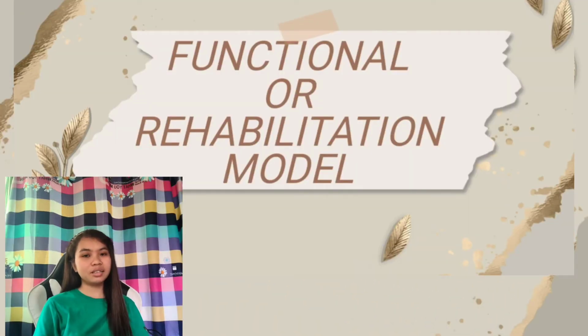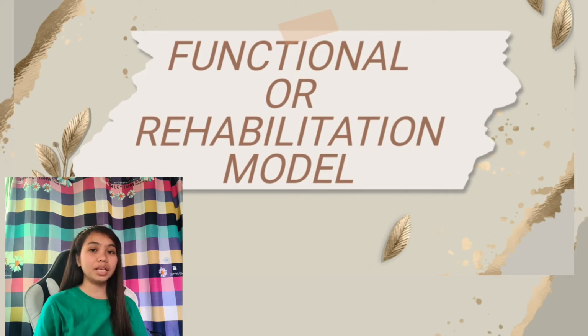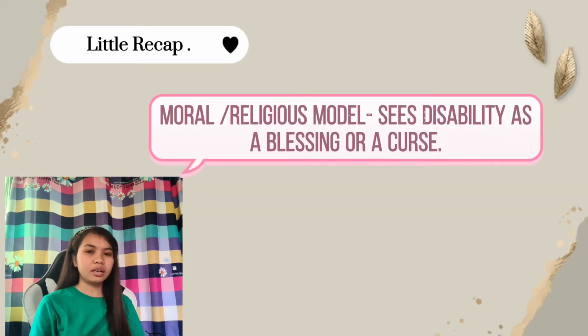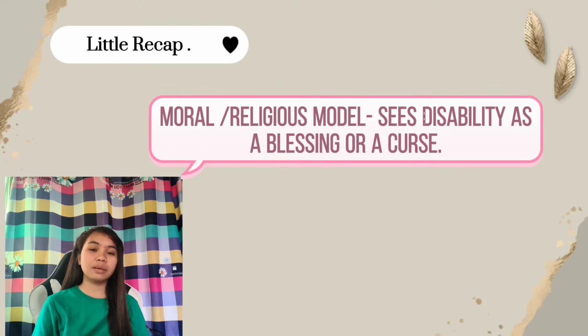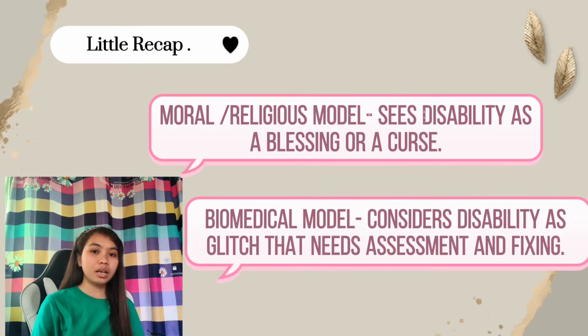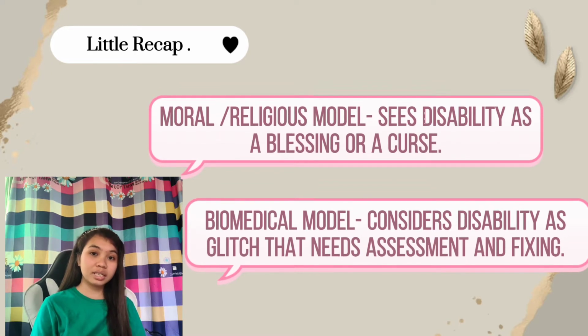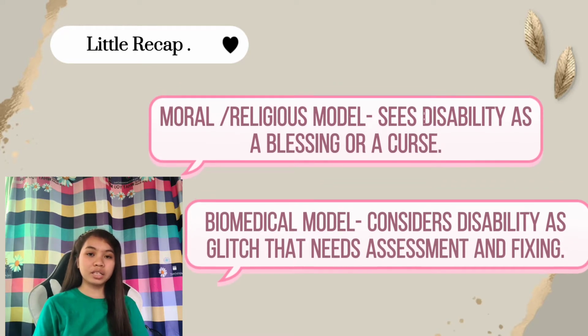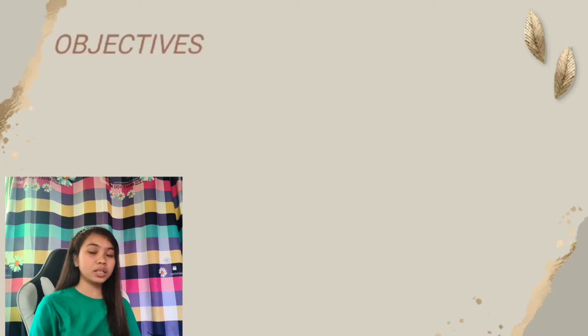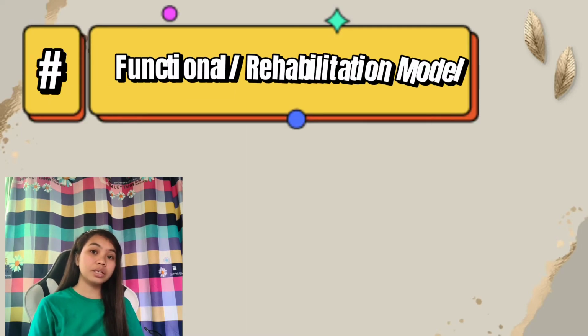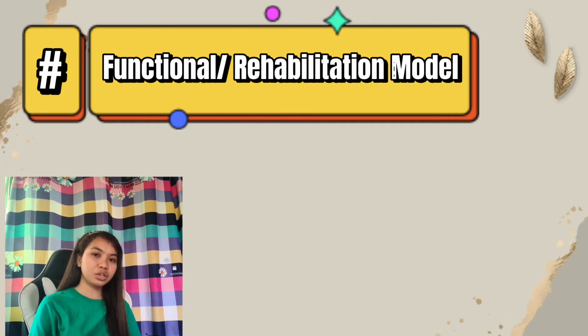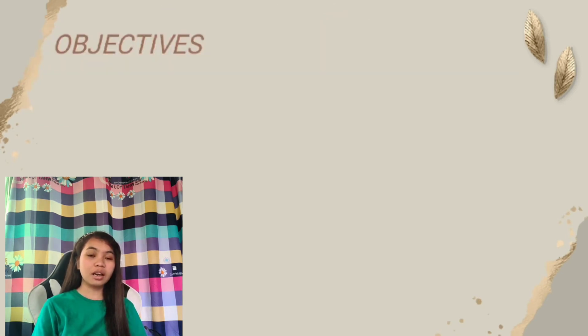So now we are finally done with the first two models of disability, which is the moral or the religious model and the biomedical or individual model. We've learned that the moral or the religious model sees disability as either a blessing or a curse. And the biomedical or the individual model considers disability as a glitch which needs assessment and fixing. And now for this lesson, we are focusing on the third model of disability, which is the functional or the rehabilitation model.